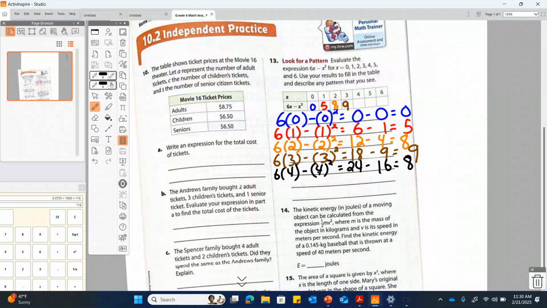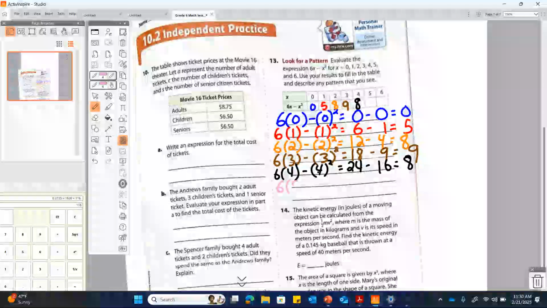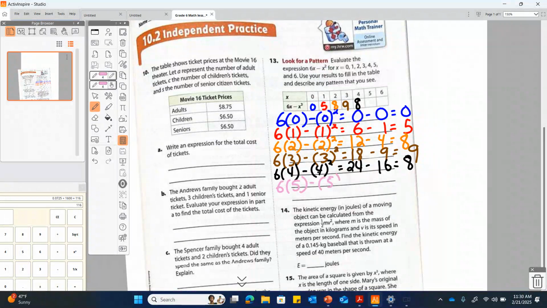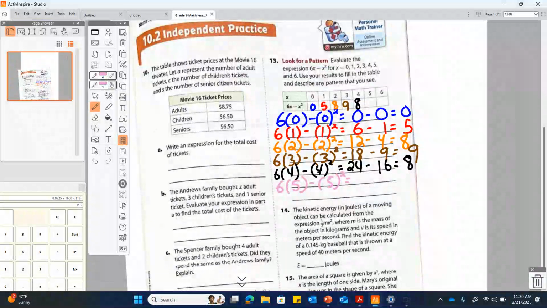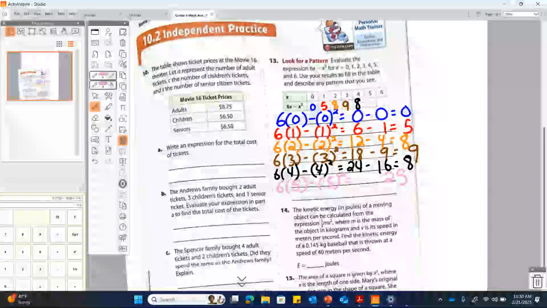Okay. Maybe I wanted that one to be pink. I don't know which one is which. 6, substituting in 5 now for x. Order of operations tells me that the first thing I have to do here is exponents. 5 to the second power is 25. Go back and do my multiplication after my exponent. 6 times 5 is 30. 30 minus 25 is 5.